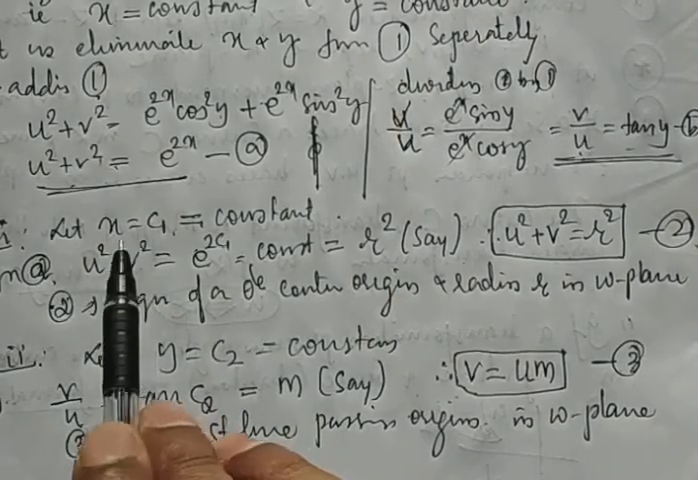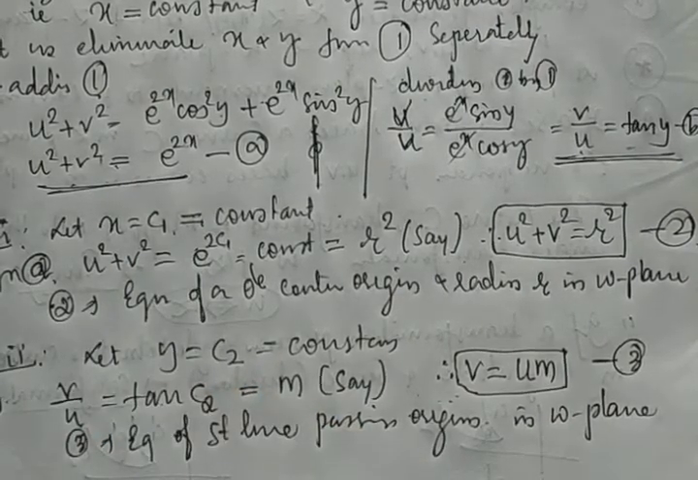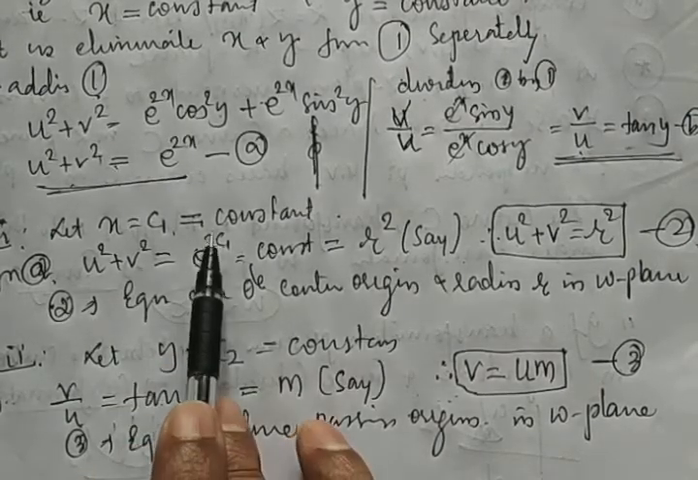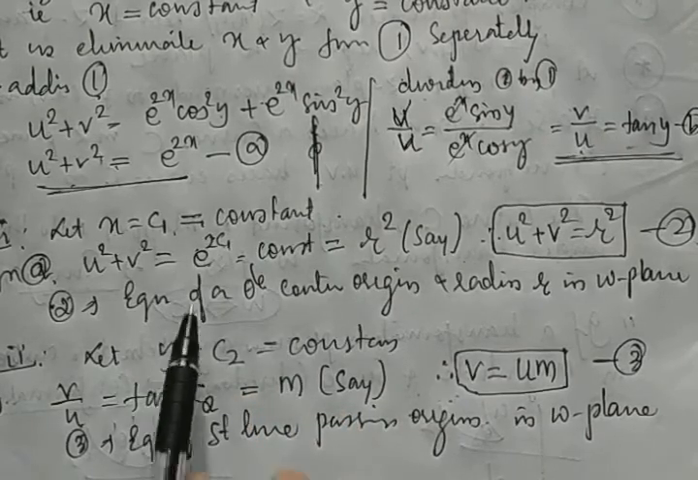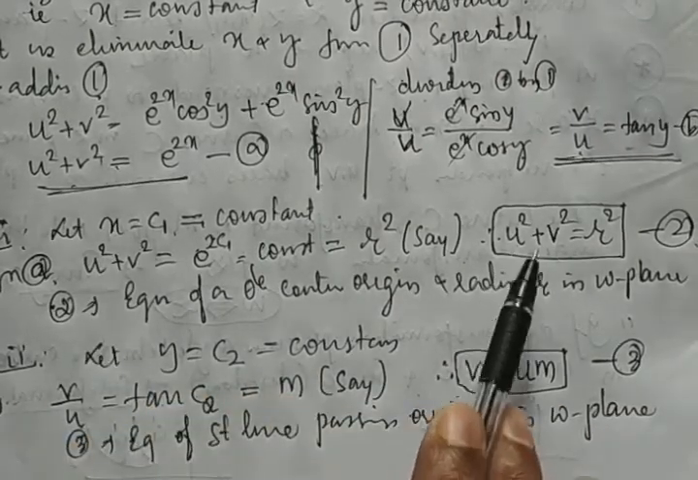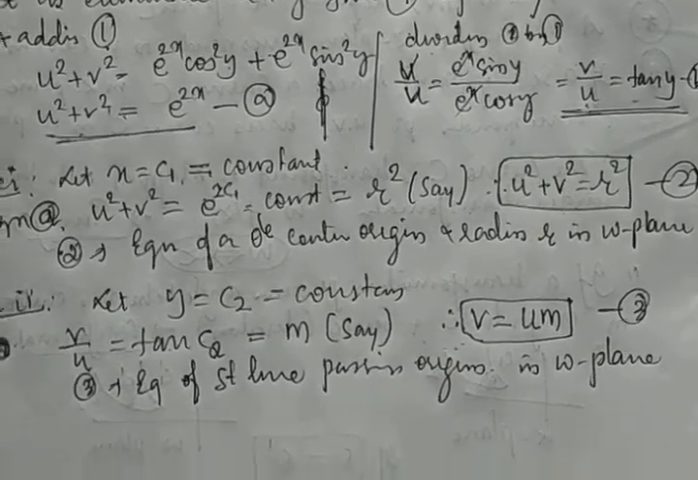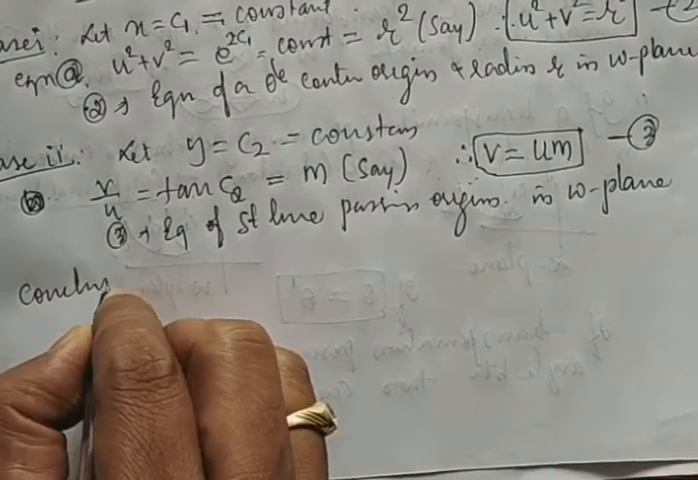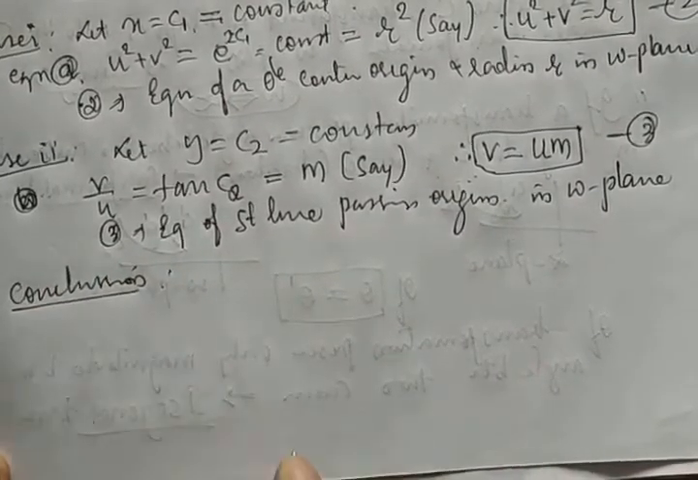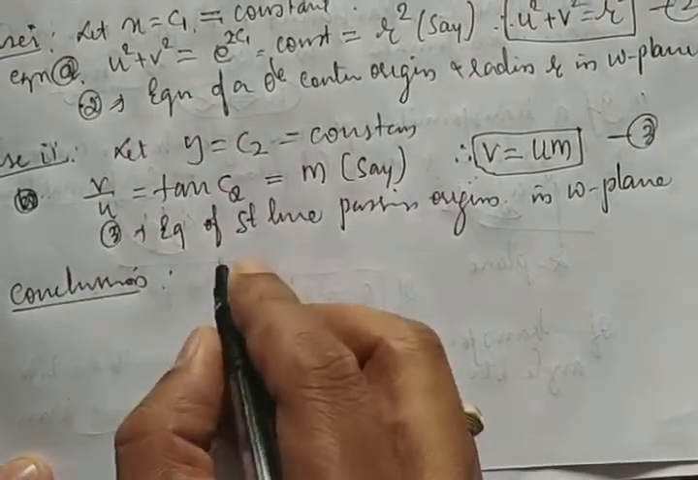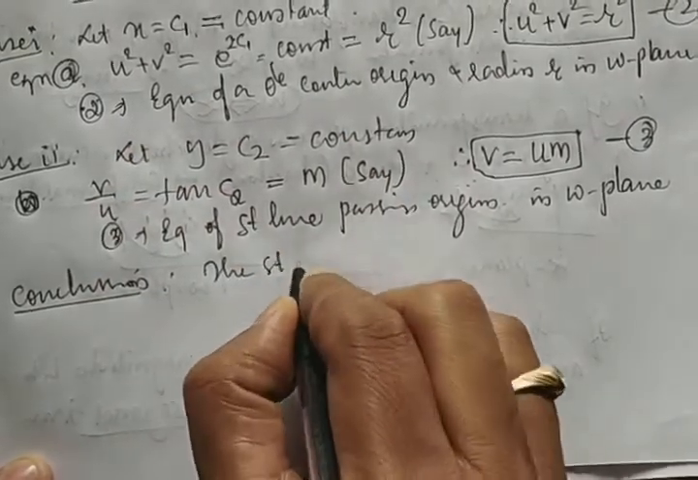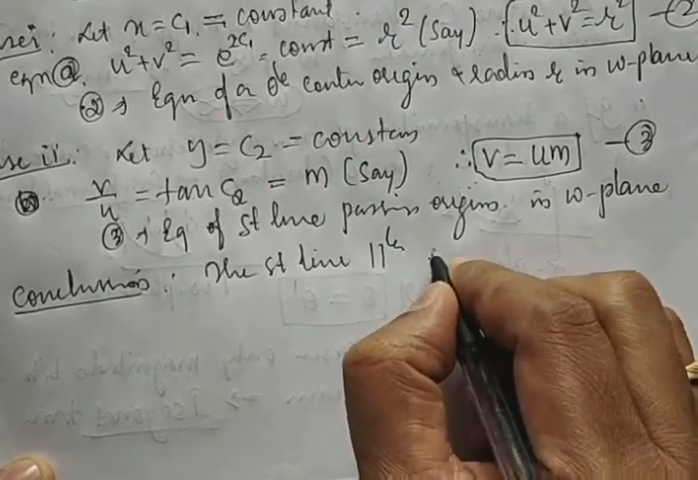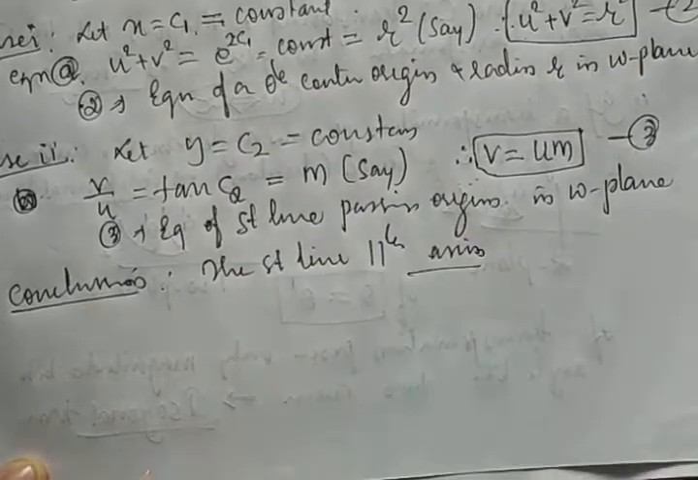One, when we took x is equal to c1, which is a constant, x equal to c1 means we have taken the equation of a straight line parallel to the y-axis. That time we got a circle. So we will put that in terms of a conclusion here. We take a conclusion here. In both the cases, we have taken a straight line parallel to the coordinate axes, x-axis and y-axis.